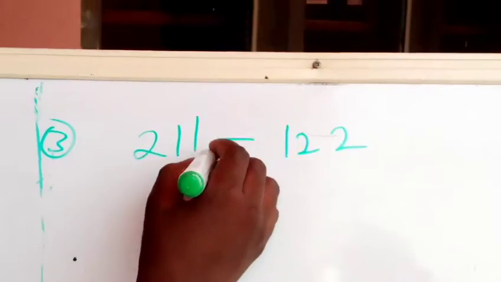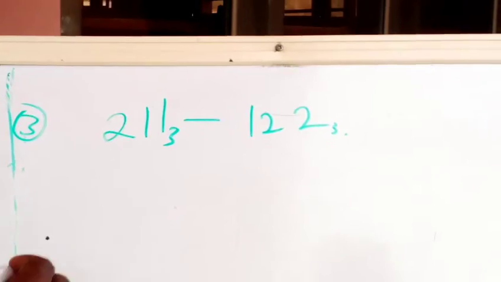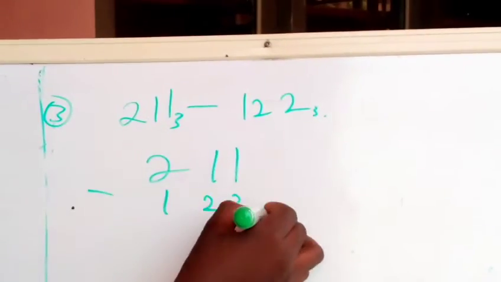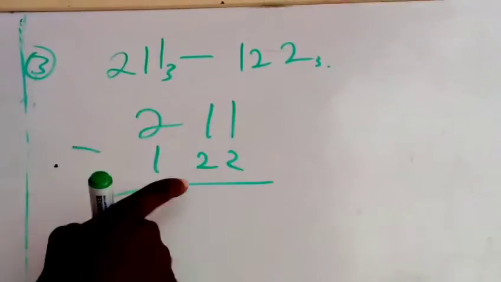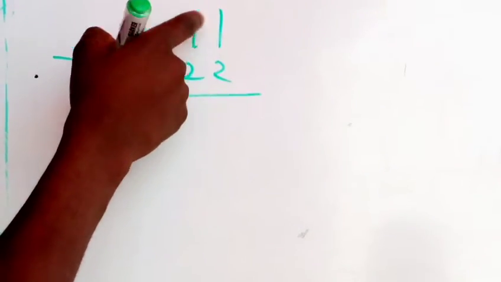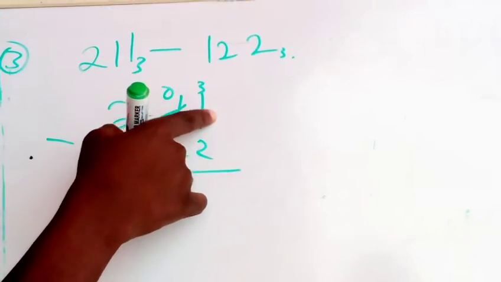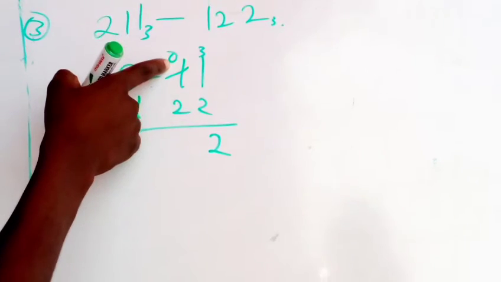Alright, let's check 211 in base 3 minus my 122 in base 3. So how do I go about it? This is 211 minus my 122. Alright, so this is similar but a little bit different. So if I say 1 minus 2, of course, is not possible. What do I do? I borrow from this. Remember, when I'm carrying 3, it becomes 0. 3 plus 1 is now what? 4. 4 minus 2 gives us what? 2. Now this is 0, isn't it?